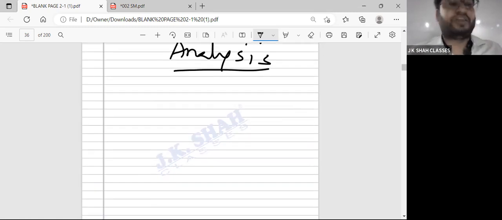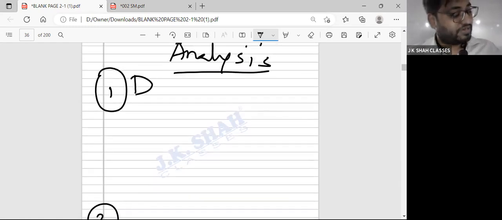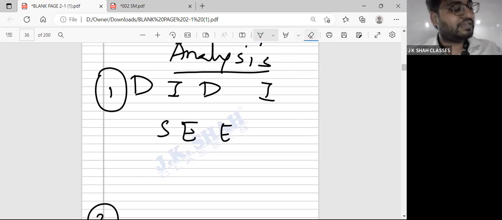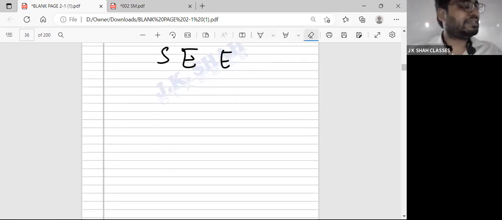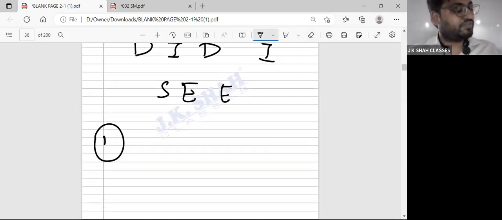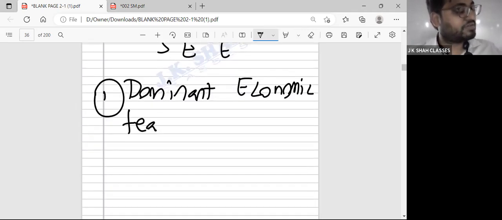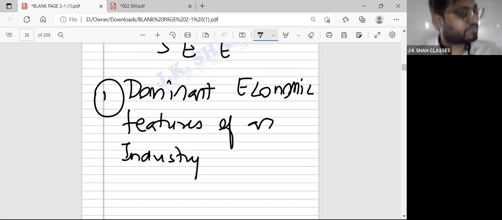Yes. So now methods. How many methods we have? 7. 7 methods. D I S E. Did I see? First point: Dominant economic features of an industry. Dominant economic features of the industry.